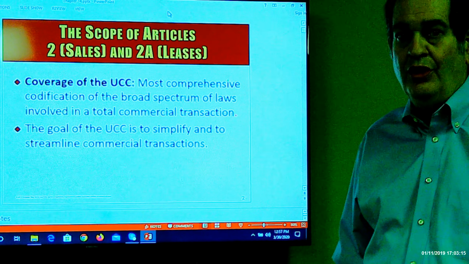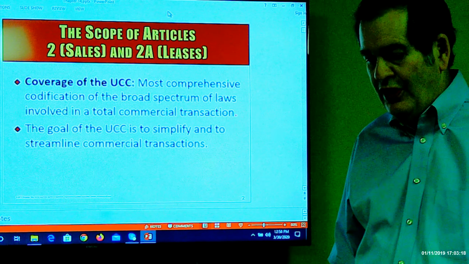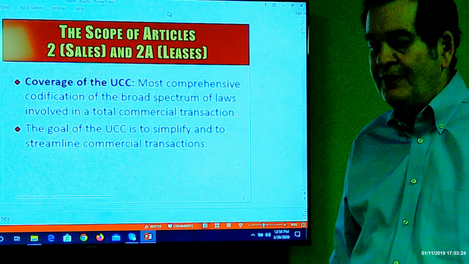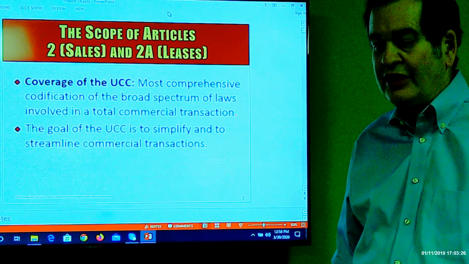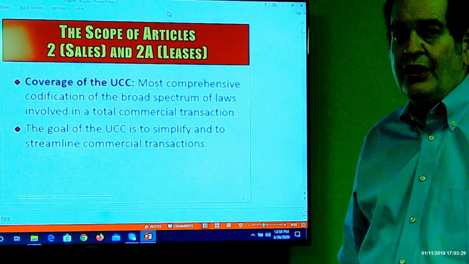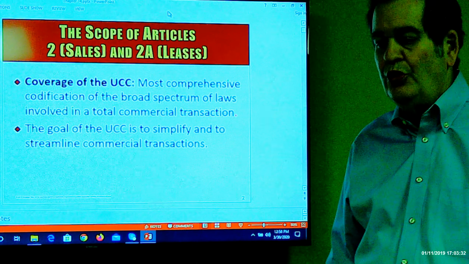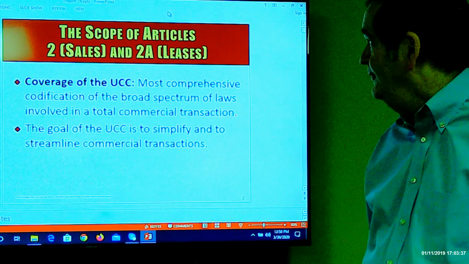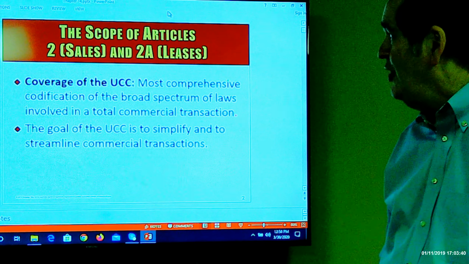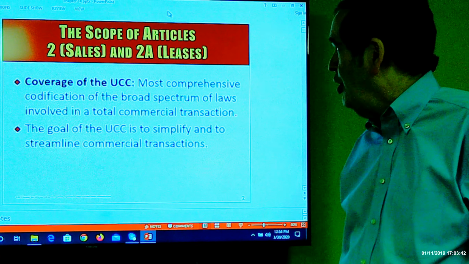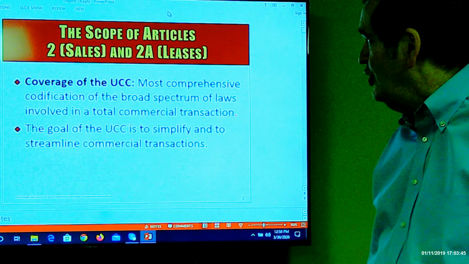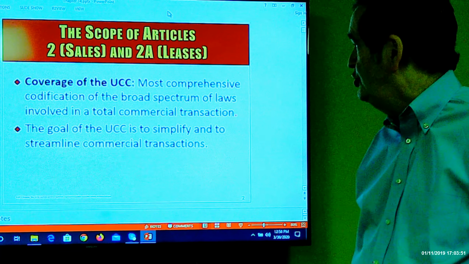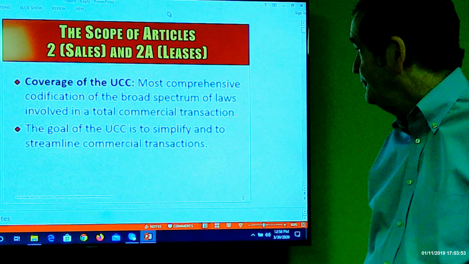The Uniform Commercial Code is the uniform law that was written so that all the states in the United States would adopt it, and we would have uniform laws for one area of contracts across the country. This would make it easier because we wouldn't have any conflicts between a law of one state and a law of another state. So it's the most comprehensive codification of the broad spectrum of laws involved in commercial transactions. And one of the goals of the UCC is to streamline commercial transactions.